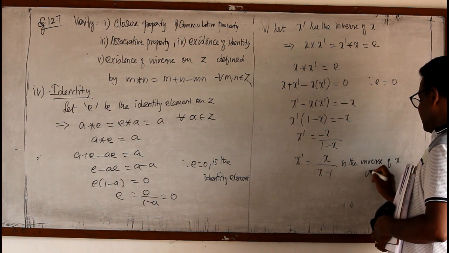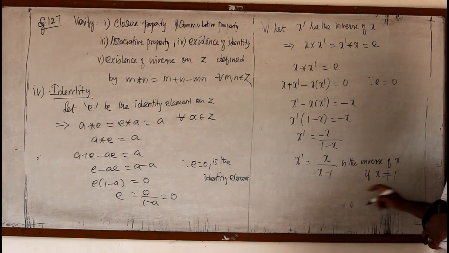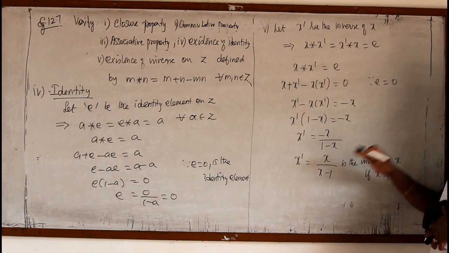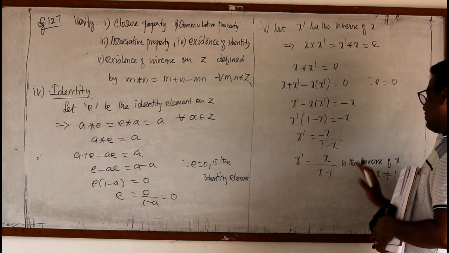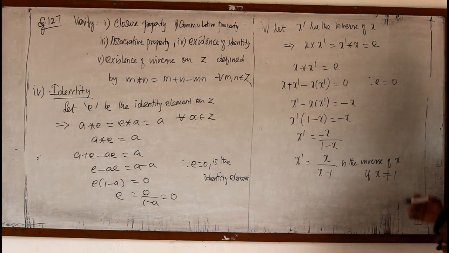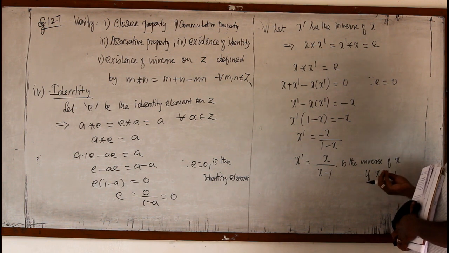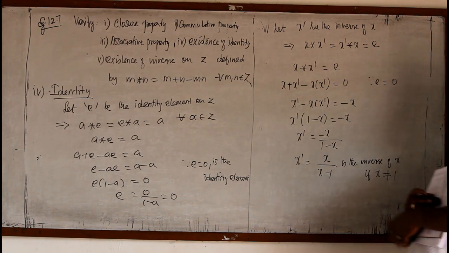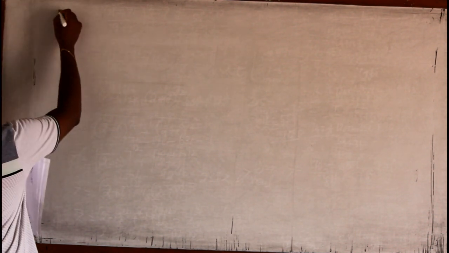of x if x is not equal to 1. Because if it becomes 1 minus 1, which is 0, the x dash will not exist. So the inverse will exist only if x is not equal to 1. Therefore, the set obeys all the 5 laws and only in inverse we have a condition: the inverse exists only if x is not equal to 1. With that, this example 12.7 is over. So let us go for the next example.